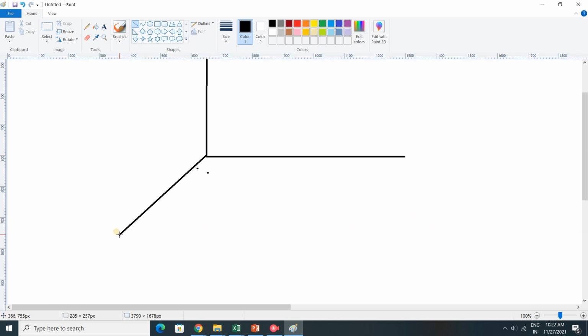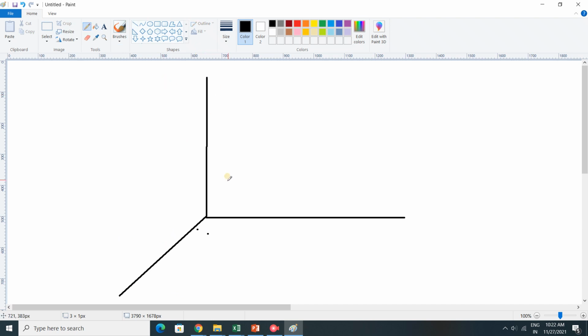Suppose this is the z-axis, x-axis and y-axis. Now there is a point charge at the origin. The charge is present over here, at the origin. Now there is a distance from the charge over here. Suppose there is a distance, I'm measuring the distance like this.